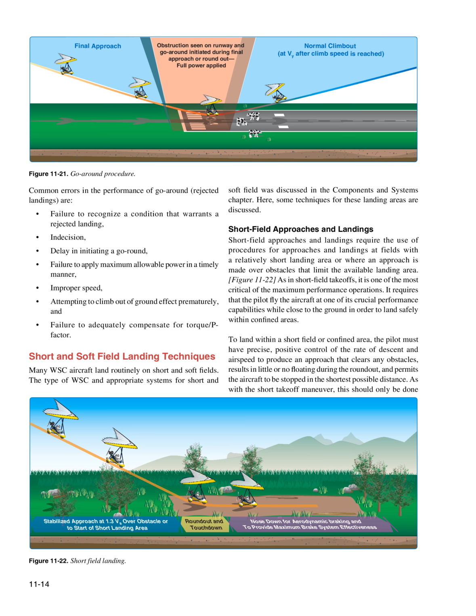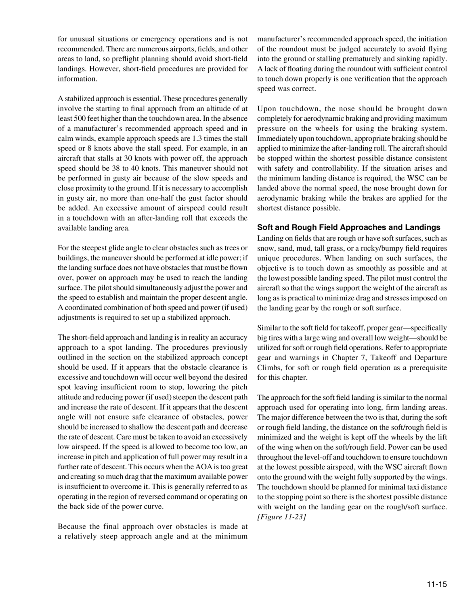To land within a short field or confined area, the pilot must have precise, positive control of the rate of descent and airspeed to produce an approach that clears any obstacles, results in little or no floating during the roundout, and permits the aircraft to be stopped in the shortest possible distance. As with the short takeoff maneuver, this should only be done for unusual situations or emergency operations and is not recommended. There are numerous airports, fields, and other areas to land, so preflight planning should avoid short field landings. However, short field procedures are provided for information.